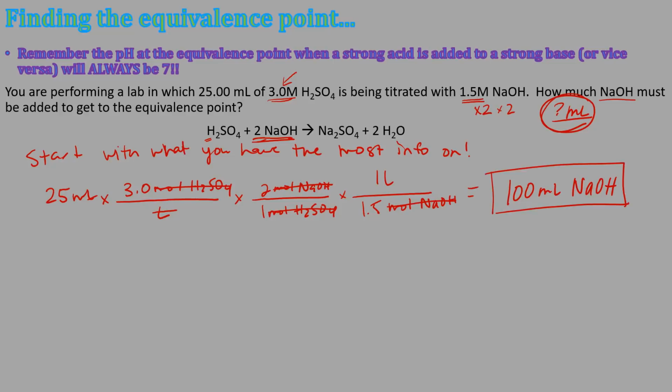And maybe you'll get to the point where you can see that too. If not, you can always do this. This is pretty simple to do even without a calculator. 1.5 goes into 3, right? Twice. So it's 25 times 2 times 2.